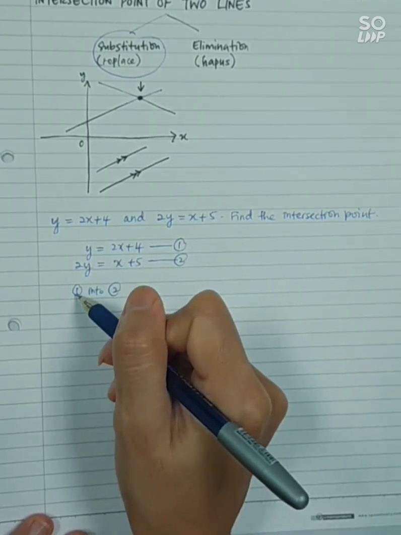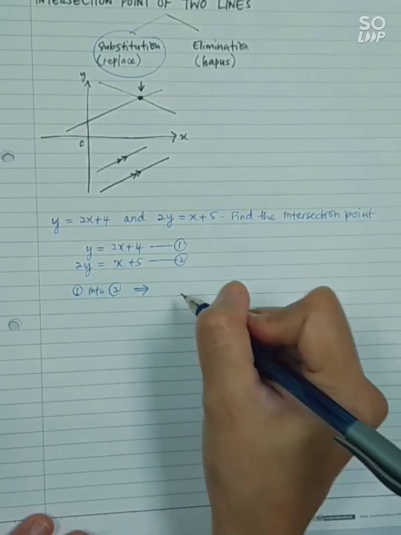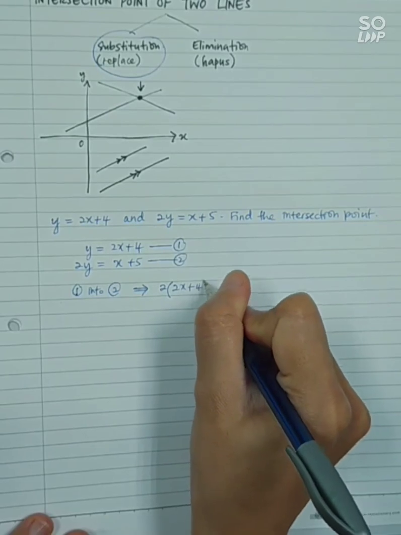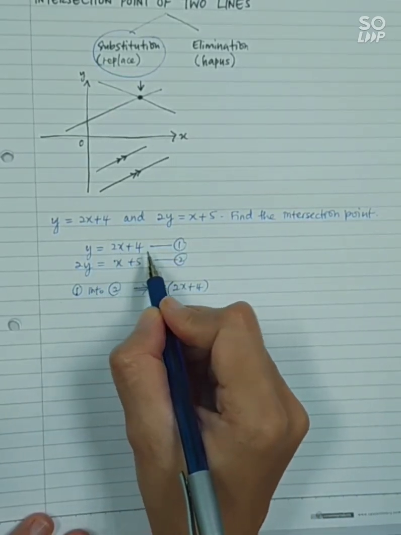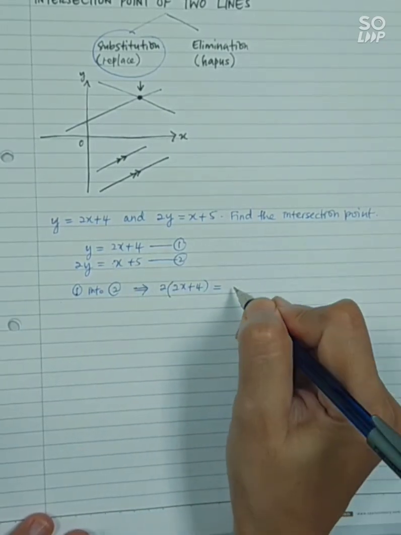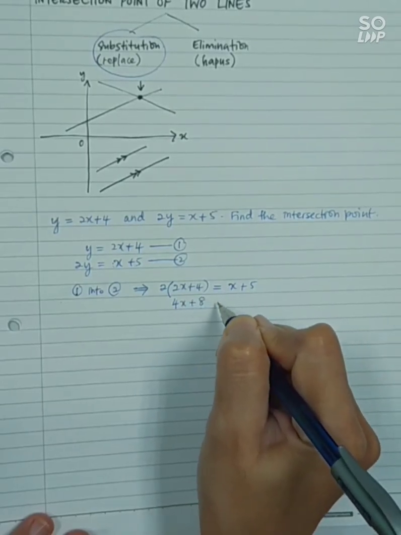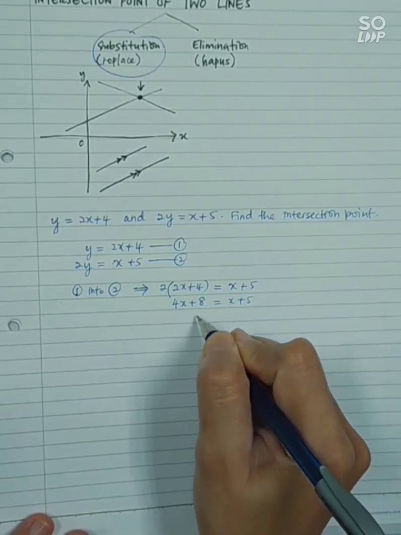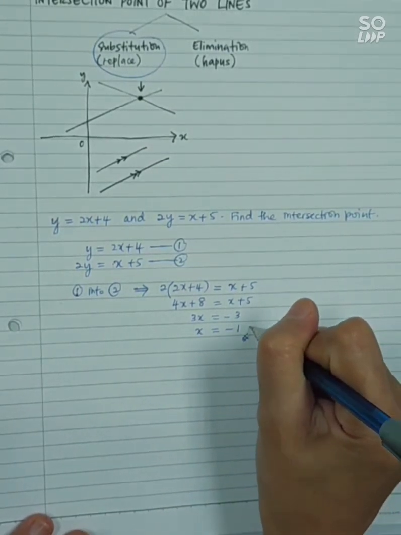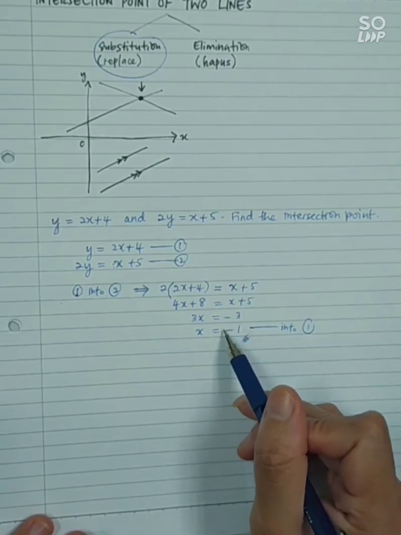So replace 1 into 2 and you will get, what is 2? 2 is 2y. In the place of y we can replace 2x plus 4, because in equation 1 we have y equals 2x plus 4, and then equals x plus 5. Then we can solve for x: 4x plus 8 equals x plus 5, so 3x equals negative 3, x is negative 1. Then you can substitute this into 1.